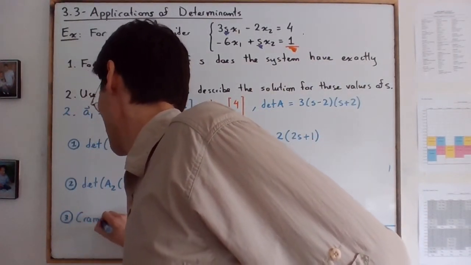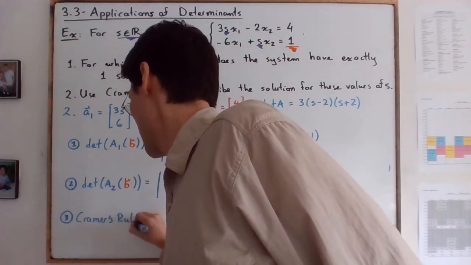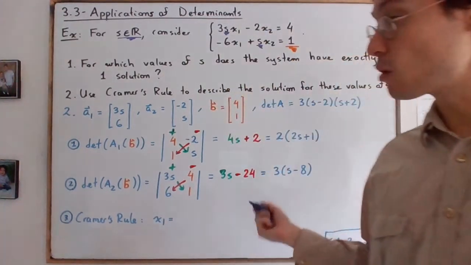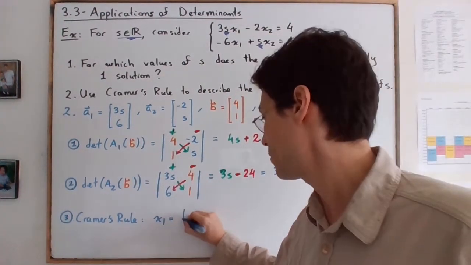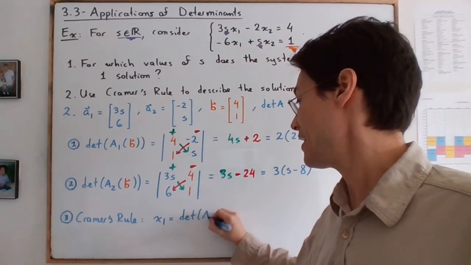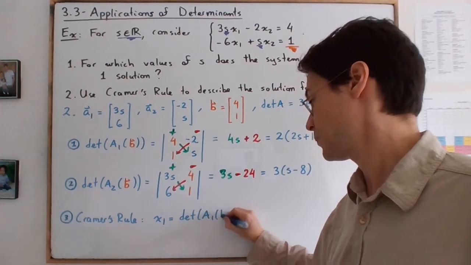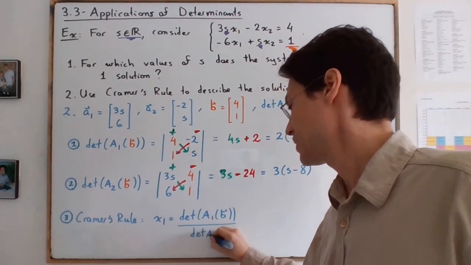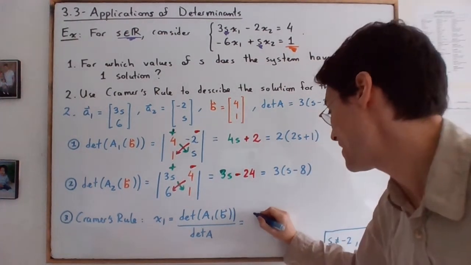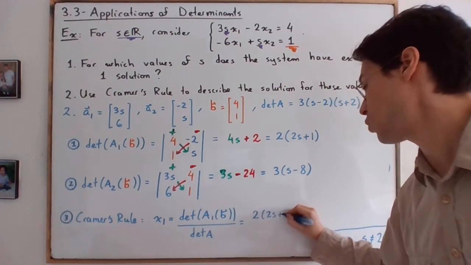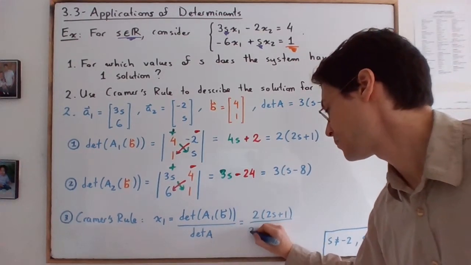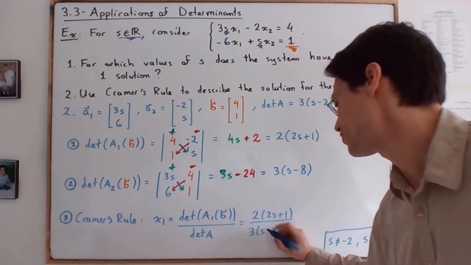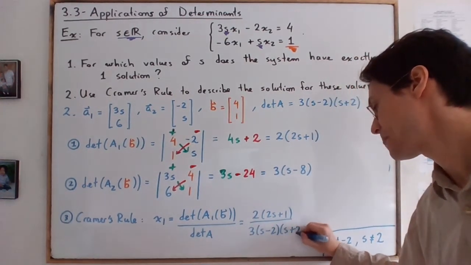Cramer's rule, recall that x1 is equal to the determinant of A1b divided by the determinant of A. So in other words, it's 2 times (2s plus 1) divided by 3 times (s minus 2)(s plus 2). I'm actually just going to write s minus 2, s plus 2, like this.